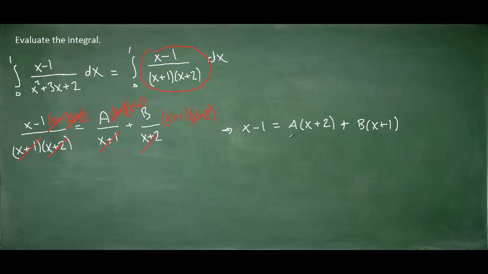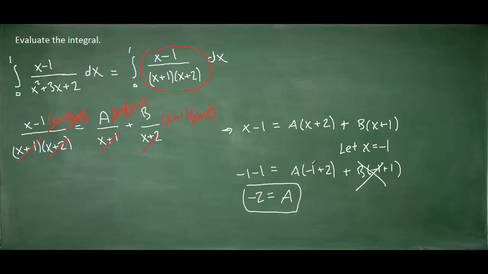We now want to solve for A first, and there are a couple of ways to do that, but perhaps the easiest is to let x equal negative 1. When we substitute that value for x, we'll have 0 multiplied by B, which will cancel out the B, allowing us to solve for A. So let's plug in negative 1 for each value of x in this equation. Negative 1 plus 1 is 0, and 0 multiplied by B is still 0, so that cancels away, and then we solve for A. It turns out to be equal to negative 2.